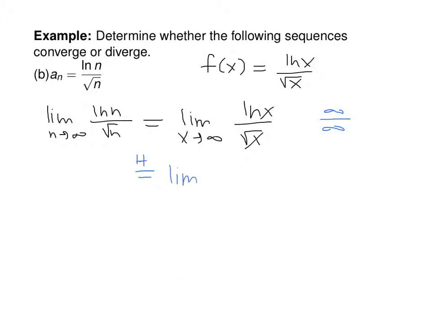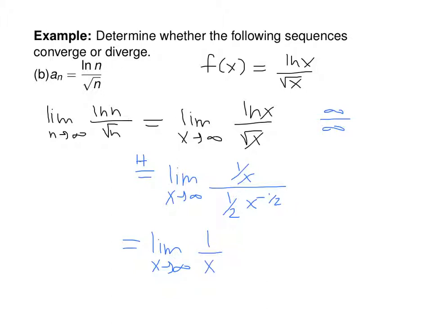We've got the limit as x goes to infinity, 1 over x over 1/2 x to the negative 1/2, which will simplify to 1 over x multiplied by 2 root x over 1, which is the same thing as the limit as x goes to infinity of 2 over root x, which is 0.